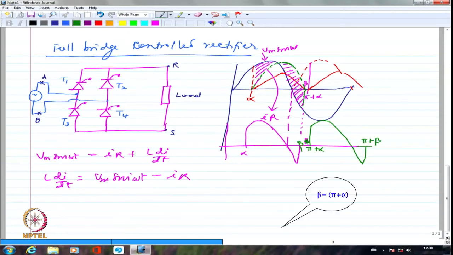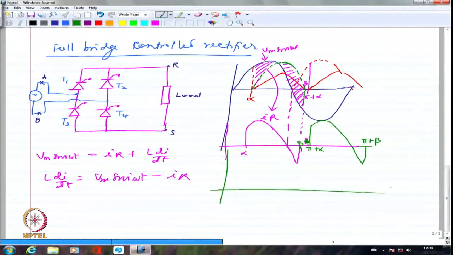Why are we firing at pi plus alpha? Because I am firing this at alpha. Why are we firing that at alpha? Because I want to get control over the voltage. Let me now get the average voltage. But you want it to be symmetrical. Now if I draw the current waveform, it will be symmetrical.